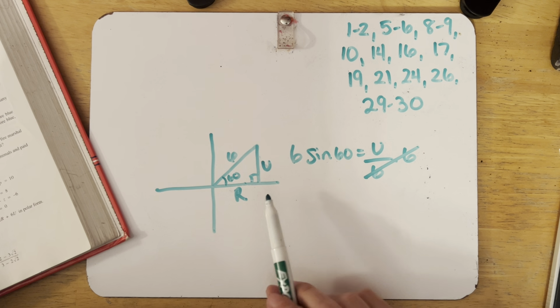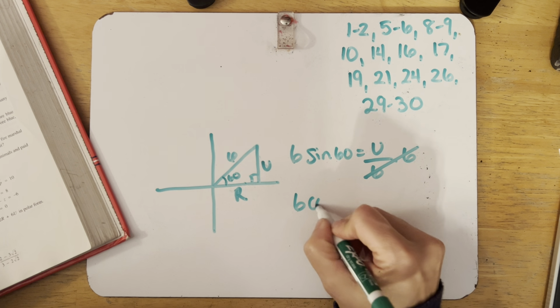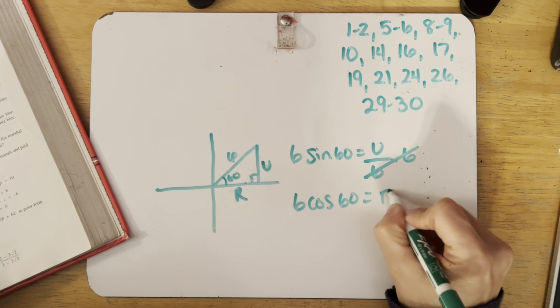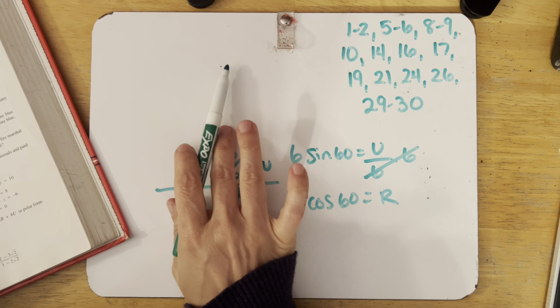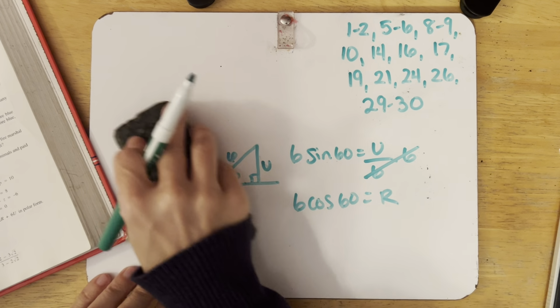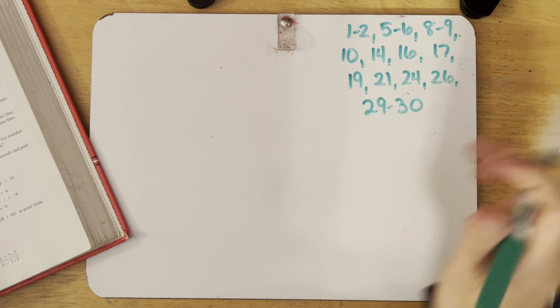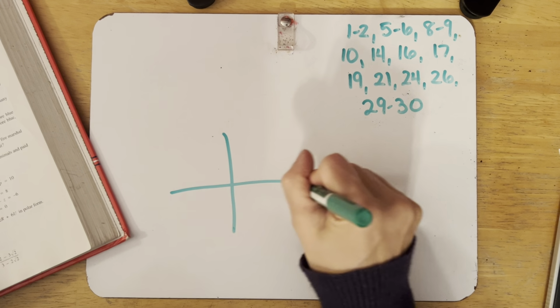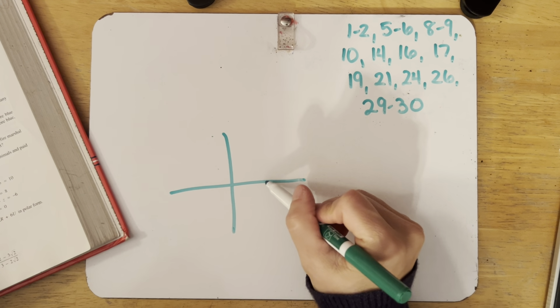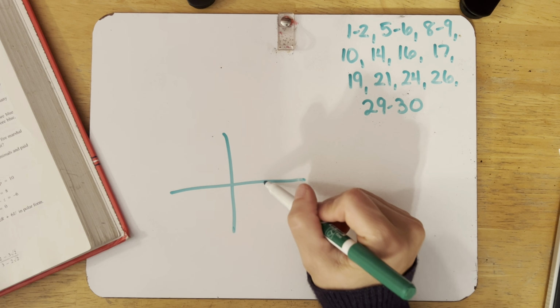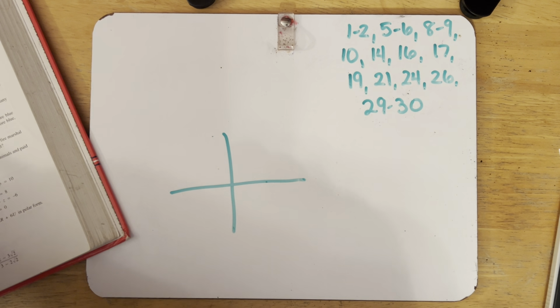Okay, now you're going to do the same thing for R, cosine. Okay, then you need to write your R's and your U's somewhere, okay? Because you're going to need them for the next part to add it together. Okay, now I'm going to have to draw another graph, negative 200 degrees. So I always start here.